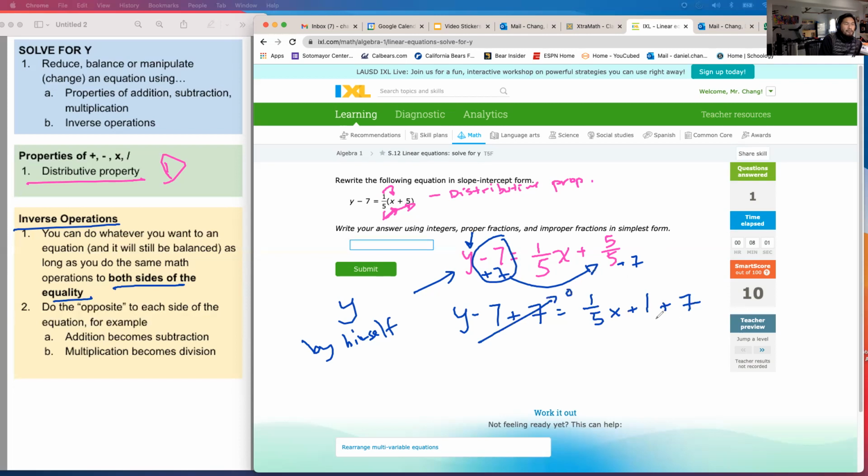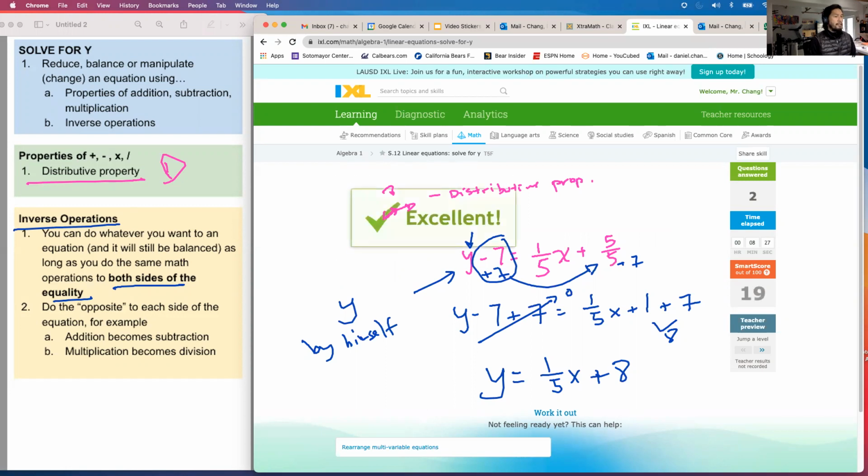This becomes 0. And I've just gotten rid of minus 7 on the left side of the equality, and I'm left with 1/5 x plus 1 plus 7, which is plus 8, total of 8. 1 plus 7 is 8. And I'm done. Yay. Y equals 1/5 x plus 8.